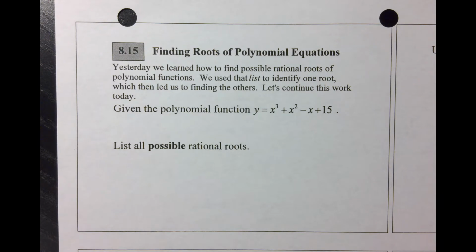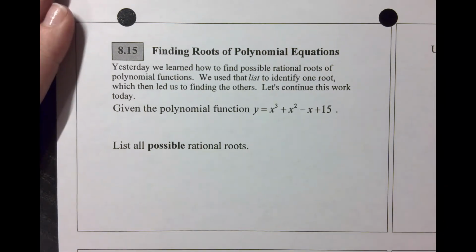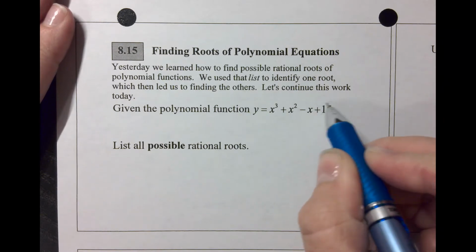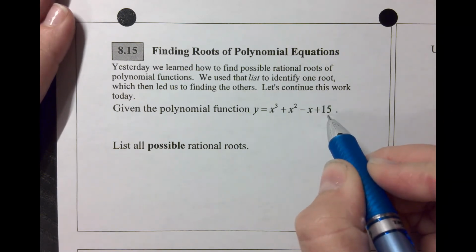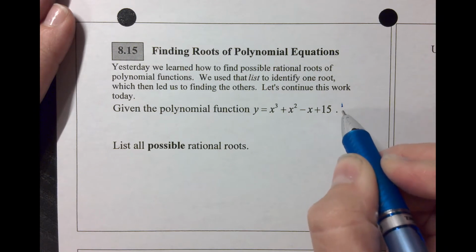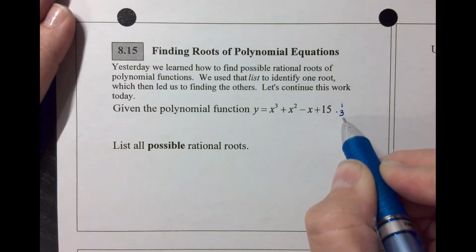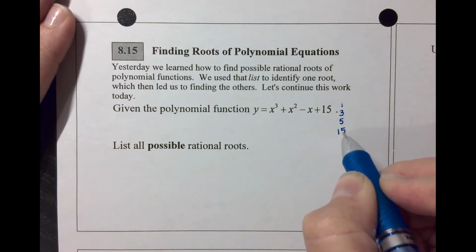So we have a polynomial function, y equals x cubed plus x squared minus x plus 15. And the first thing I would like us to do is to list all possible rational roots. And so this was what we learned yesterday, is we start by looking at this 15 and factors of 15. You can divide 15 by 1, 3, 5, and 15.